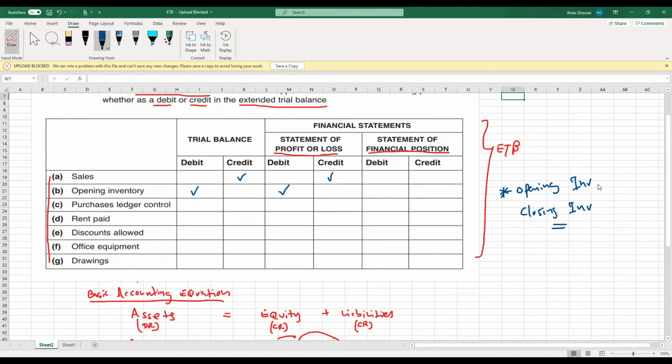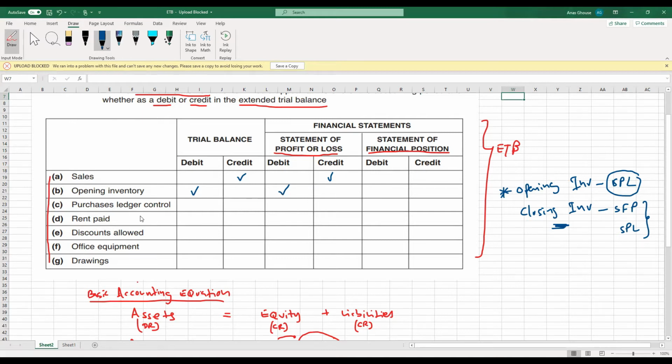Okay, so opening inventory will reflect in the statement of profit or loss account, and the closing inventory will be shown under statement of financial position as well as statement of profit or loss. So this I will explain to you later on. For the time being, just remember the opening inventory should be on the debit side of the trial balance, and it should be in the statement of profit or loss.